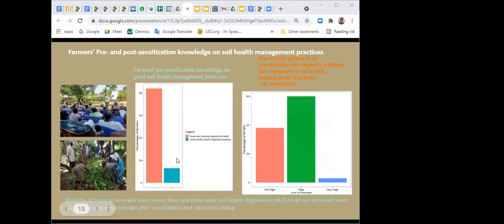We then did another survey after we did capacity building, trying to look at what farmers have learned. The graph to the right is showing farmers' assessment of the knowledge that they had gained after sensitization and capacity building. And it was encouraging that quite a number of farmers were saying they have gained either much or very much knowledge from what we did. Next, please.